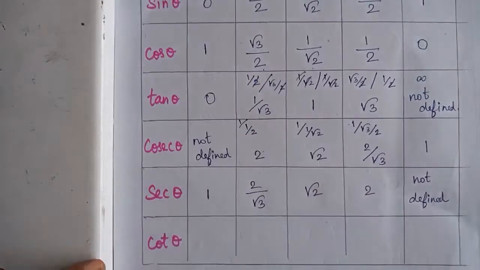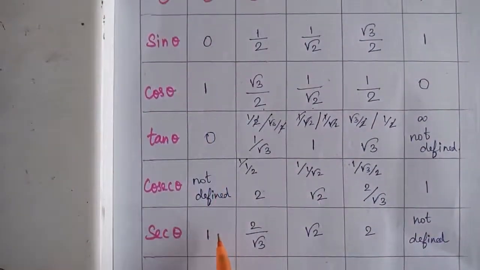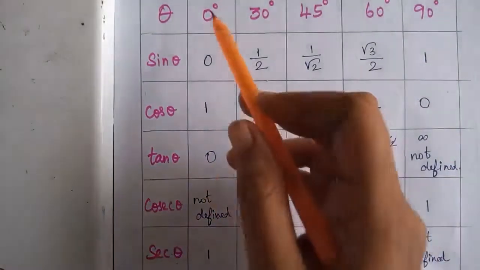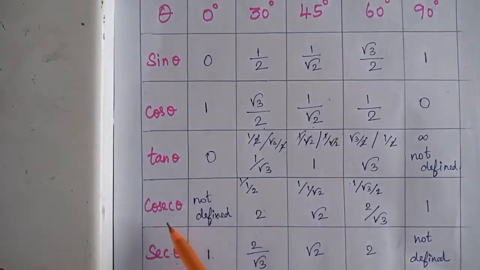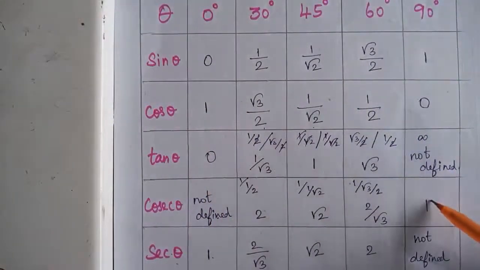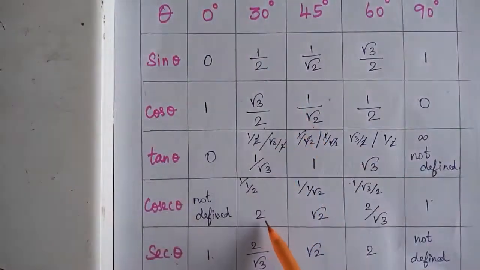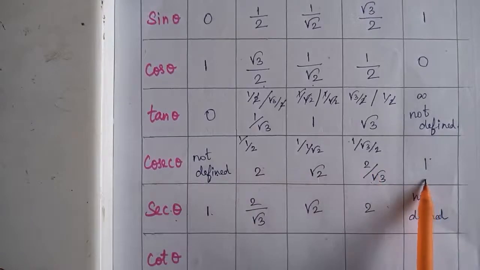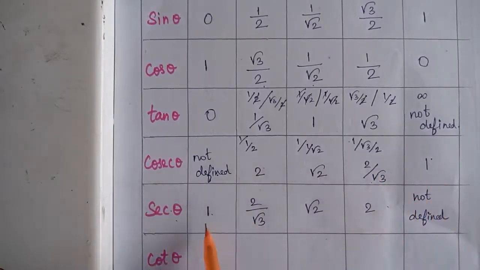If you see it clearly, cosecant 0 degree value is not defined. Similarly, secant 90 degree value is also not defined. Then secant 0 degree is 1 and cosecant 90 degree is 1. Then cosecant 30 degree is 2, secant 60 degree is 2. So for cosecant theta you write not defined, 2, root 2, 2 by root 3, 1, and for secant theta you can reverse it: 1, 2 by root 3, root 2, 2, and not defined.